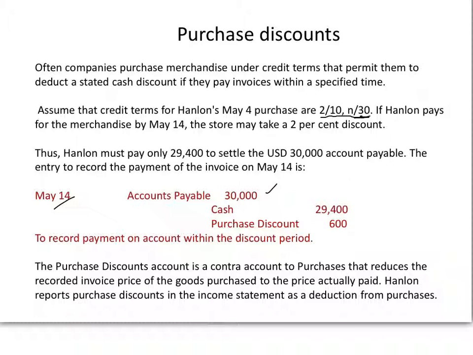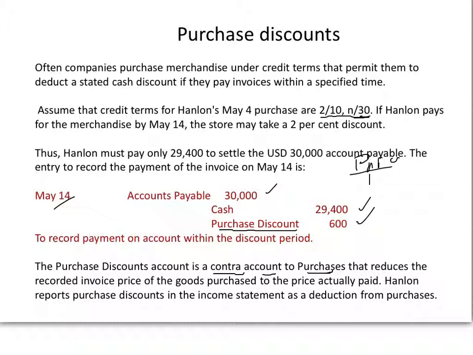So I debit accounts payable. I no longer owe him $30,000. I didn't pay him $30,000. I paid him cash of $29,400, and I took a discount. So that's how I record during the discount period. Now, again, this is a new account, purchase discounts. It has a credit balance. It is a contra account. Just like we had contra revenue, this is a contra account to purchases. Purchases has a debit balance.